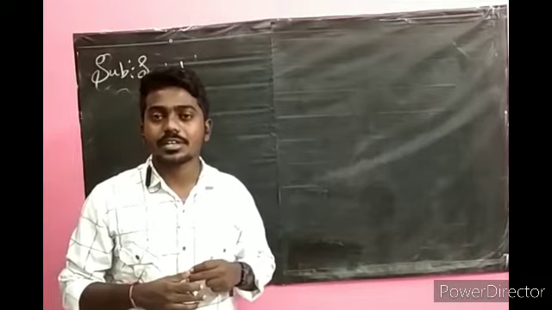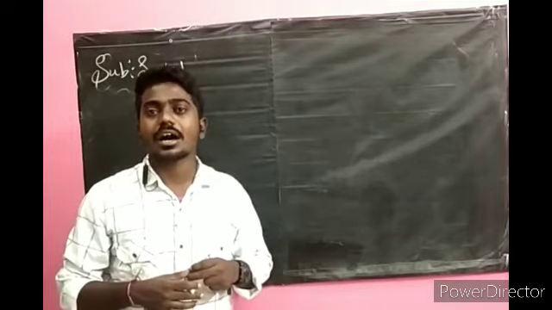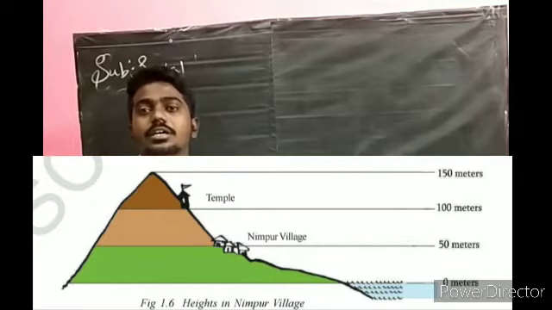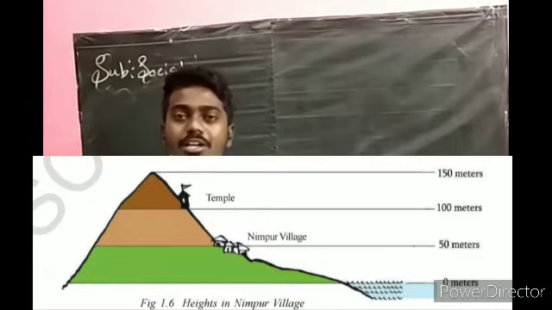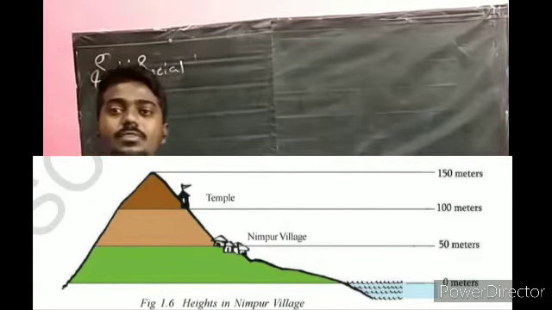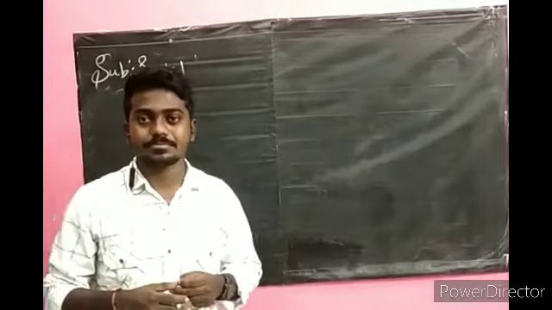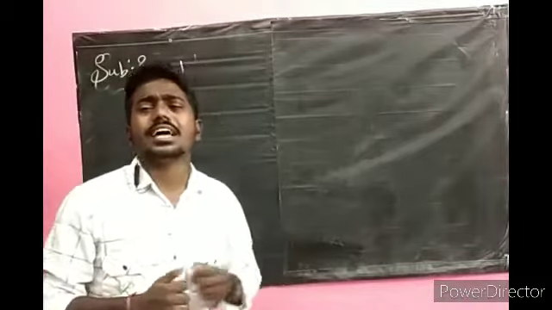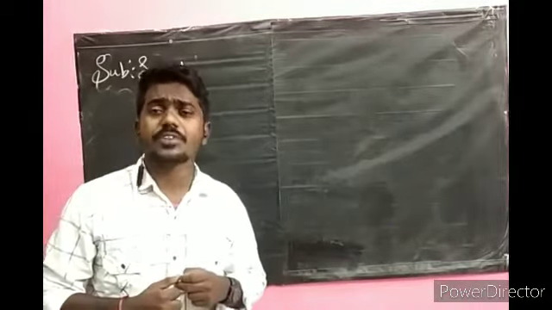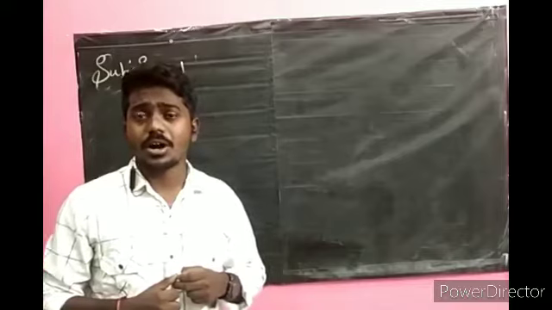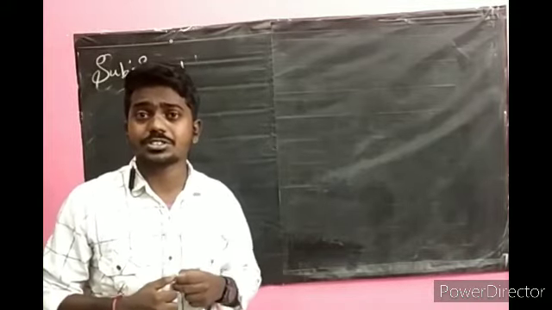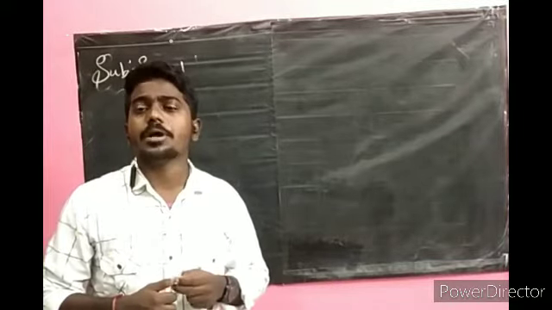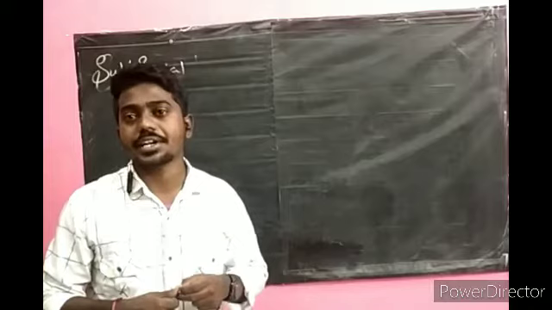In the map, a 50-meter contour line and a 100-meter contour line are also given. On the 50-meter contour line, we have Nempur village. On the 100-meter contour line, we have the Nempur village temple. We come to the next. By knowing the heights, we can know where we have valleys, and how we have to build dams and roads. We can estimate this by knowing the heights of different places.